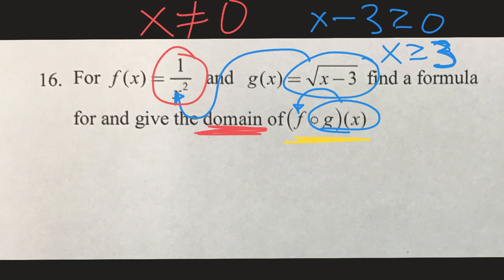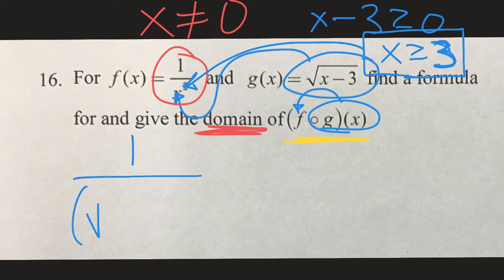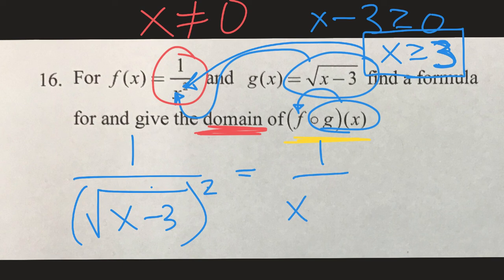Okay, so I have only numbers larger than or equal to 3, and now I am going into the bottom here. So 1 over square root of x minus 3, squared. Here's the composition part. We are replacing x with root x minus 3. When I square a radical, those both go away. So I am left with the rational function 1 over x minus 3. Oh, you just plug the g of x into the f. Yes, I plug the g into the f.